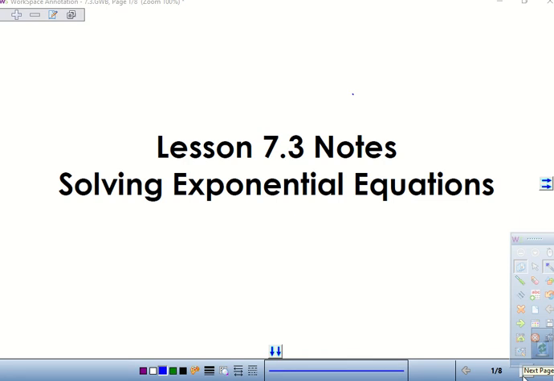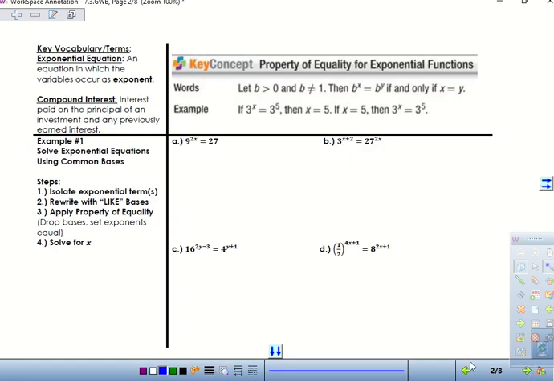It doesn't work. Yeah. So 7.3 is going to be solving exponential equations. Well, it does, but it doesn't last long enough.